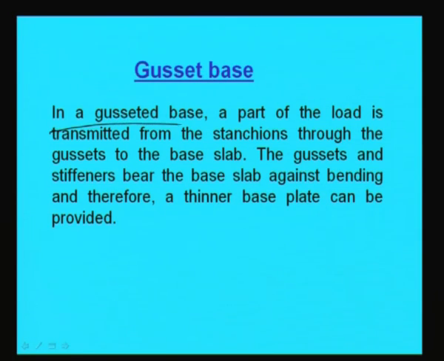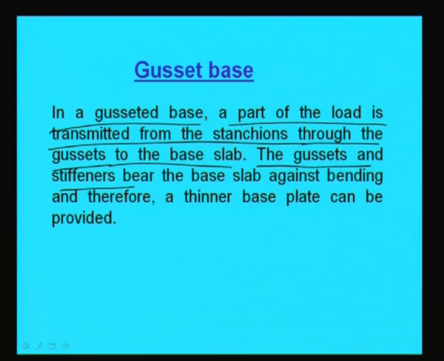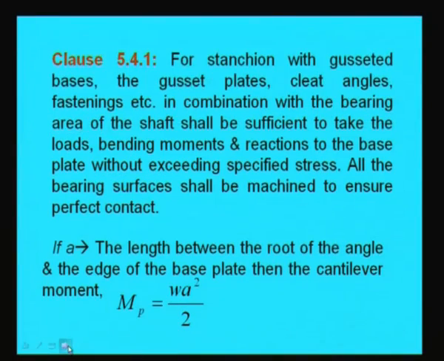Now in a gusseted base, a part of the load is transmitted from the stanchions through the gussets to the base slab. As we said, the gussets and stiffeners bear the base slab against bending, and therefore a thinner base plate can be provided. So the advantage is that the gusset and stiffeners can bear the base slab against bending, and that is why a thinner section of the base plate may be sufficient to carry that much bending and load. That is why we use such a configuration.